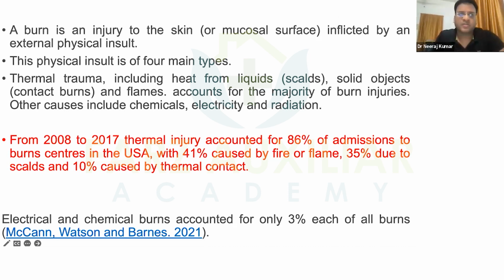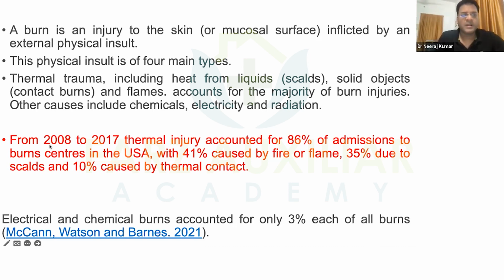which not only predict mortality and morbidity, but also how severe your burn is. So, burn is an injury to the skin which is inflicted by an external physical insult. And there are basically 4 types of burn. The important thing is that most of the time the question asks which type of burn is most common. So it's basically thermal trauma, in which either heat from liquids like scalds, or from solid objects like contact burns, and flame burns, accounts for the majority of burn injuries. Apart from that, there are chemical, electrical, and radiation burns.